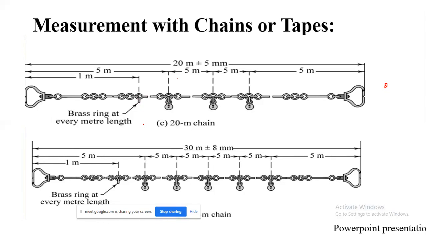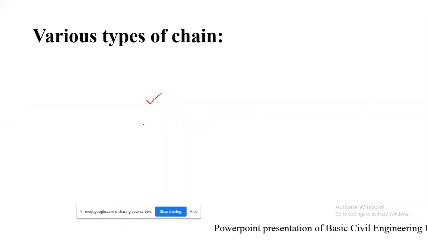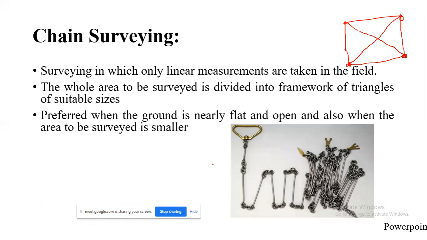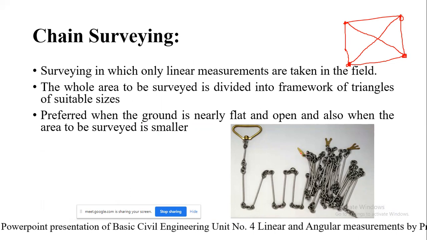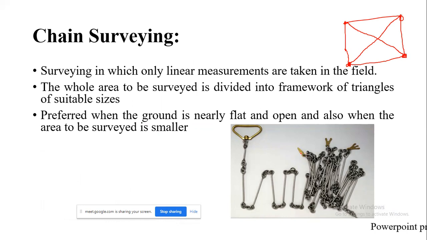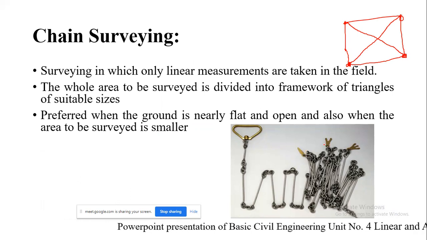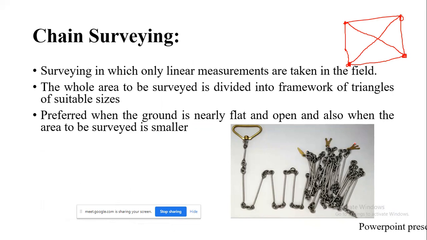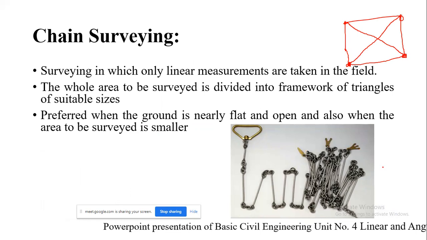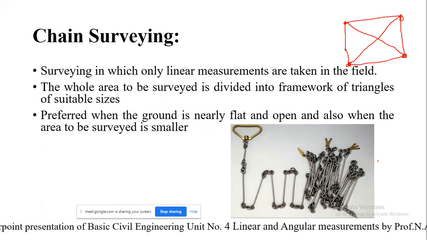At each 5 meter length, tallies are attached. Likewise, as I showed here, these are the tallies. This is a single tally, which is provided at 5 meter. The double tally indicates 10 meter. The three tally indicates 15 meter, and so on. Got it?